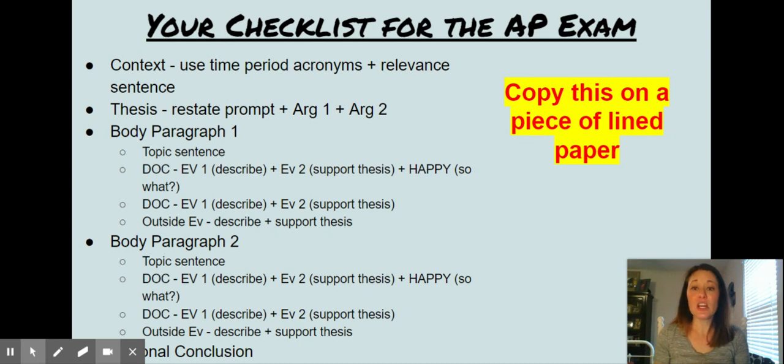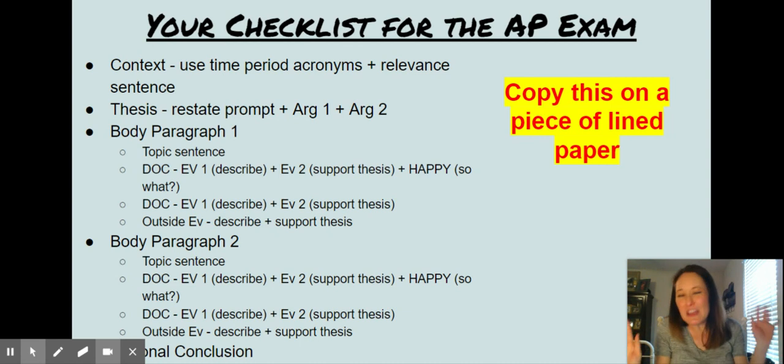Okay? What this means is when this paragraph is done, I have earned 1 evidence 1 point. I have earned 1 evidence 2 point. I have earned 1 happy point, and I have earned 1 outside evidence point. Remember, I've already earned my context and my thesis. I have 6 points before I even go to my second body paragraph. That's awesome. All right, so that second body paragraph, I'm going to do the same thing over.